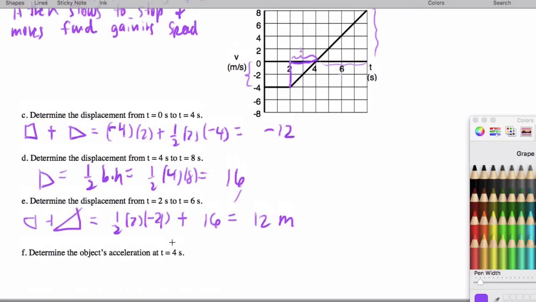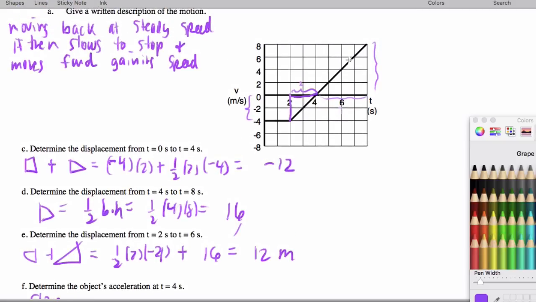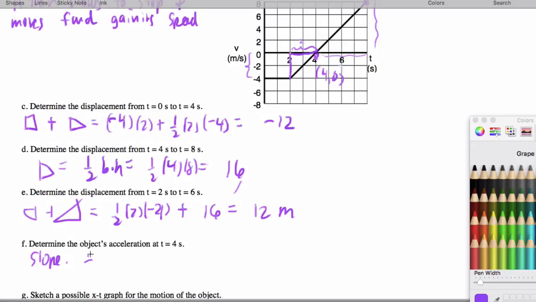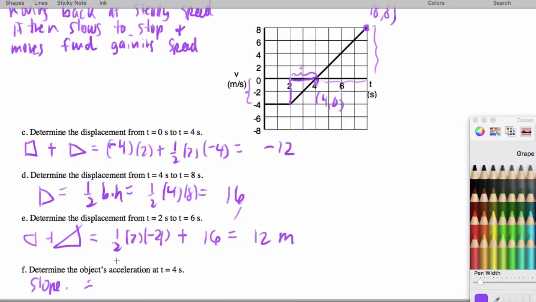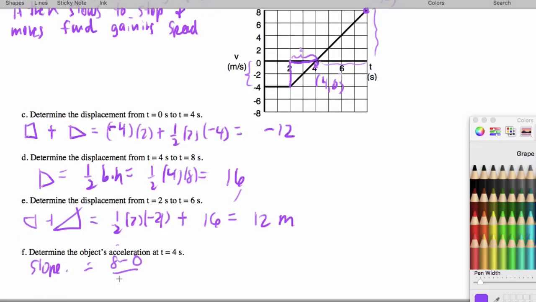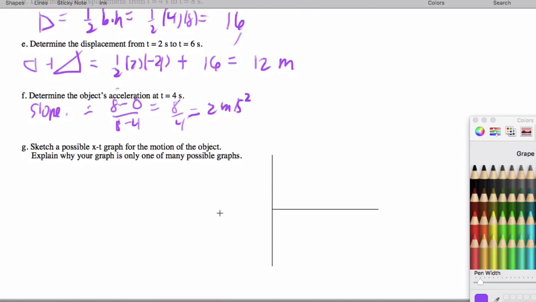The acceleration at 4 seconds, again, that's the slope. So let me just pick 2 points. So I've got 8 and 8, and I've got 4 and 0. So I can say 8 minus 0 over 8 minus 4, which ends up being 8 over 4, which is 2 meters per second squared.